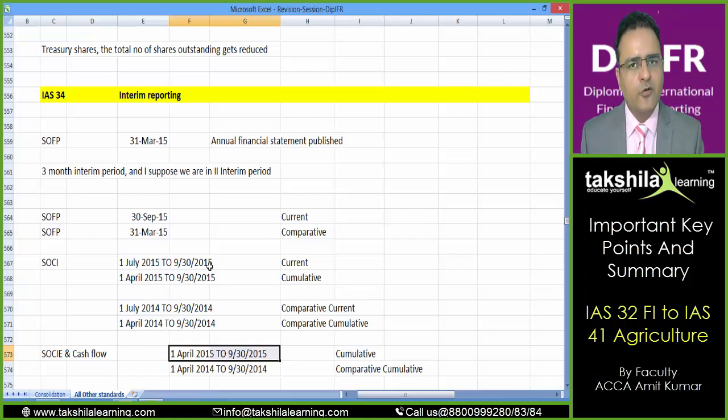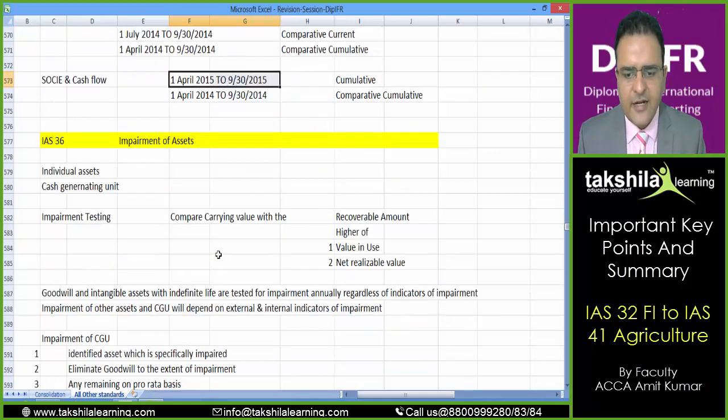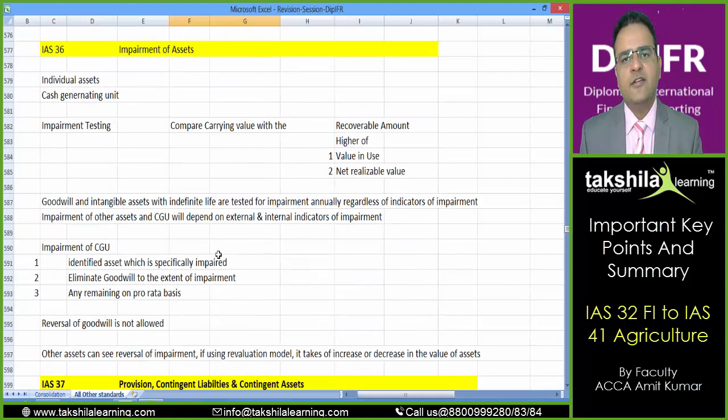We do not need to undergo the same full exercise as we go for annual financial statements published. We can extrapolate, we can make some approximations, and we can present financial statements by only presenting those selected explanatory notes. This is all for IAS 34. The next standard is IAS 36, impairment of assets.